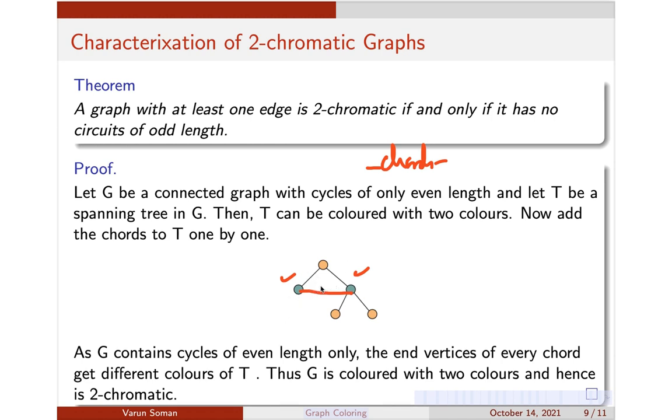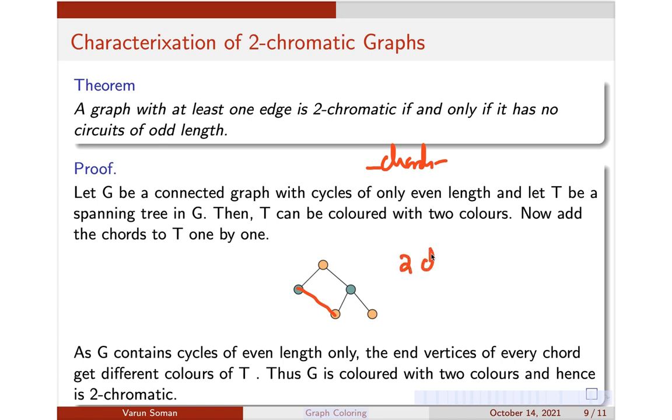So there cannot be edges between vertices of the same color. If there are edges between vertices of the same color, that means there will be odd cycles there. But it is given that this graph does not contain odd cycles, so it will not happen. So the edges are between vertices of different colors only, and it will not disturb the coloring pattern of T in G. Therefore, G can also be colored using just two colors. So that is the idea.